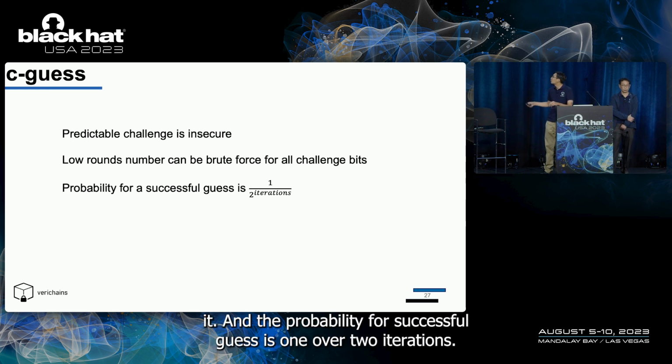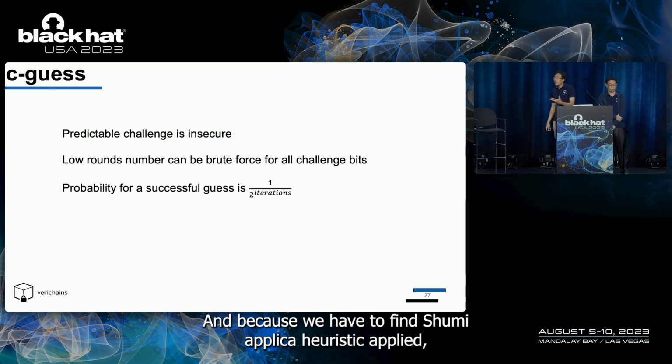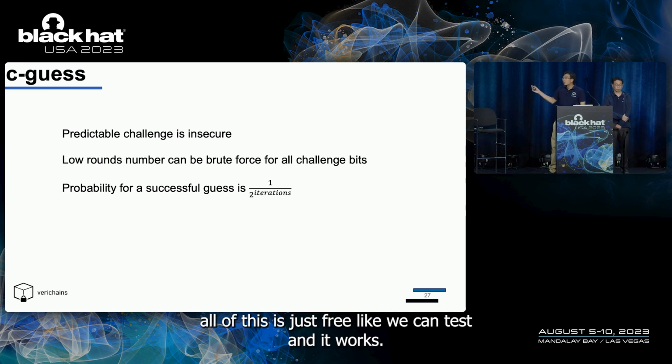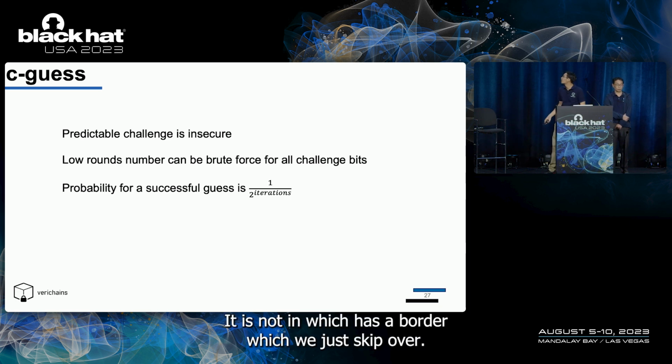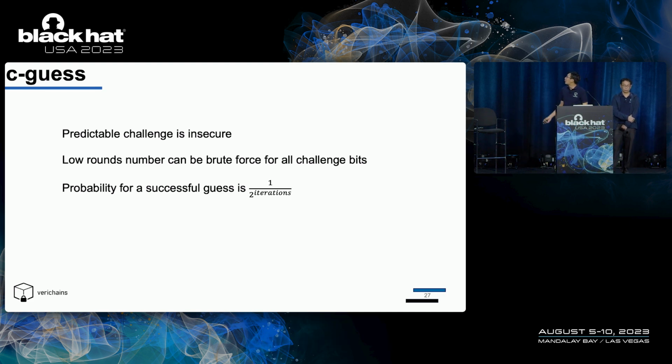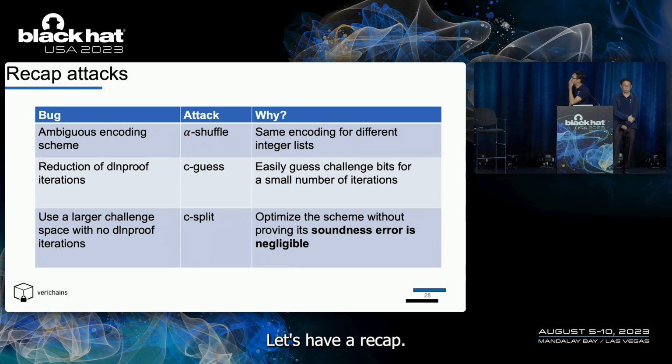The probability of a successful guess is 1 over 2 to the number of iterations. And because the Fiat-Shamir heuristic is applied, all of this is free. We can test, and if it works, then we send the proof and we can attack. If not, then we just abort and skip over.